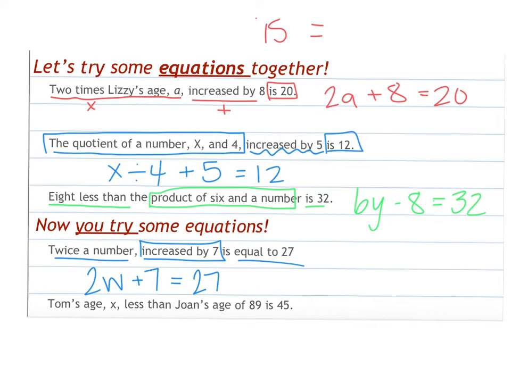Again, these algebraic equations have to have a number and a letter and at least one operation and then the equal sign on there. Last one, Tom's age X less than Joan's age of 89 is 45. Again, this less than means that we're going to be subtracting Tom's age from Joan's age. Well, Joan is 89, so we would take that 89 and subtract off Tom's age, and that is 45, so that equals 45.